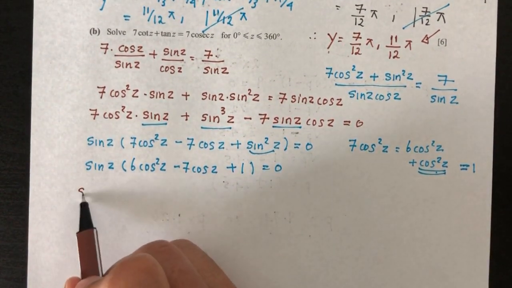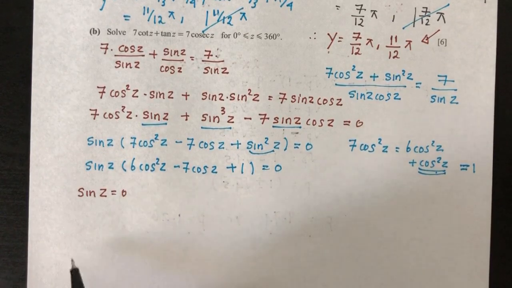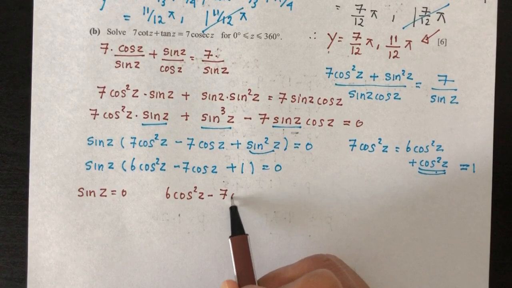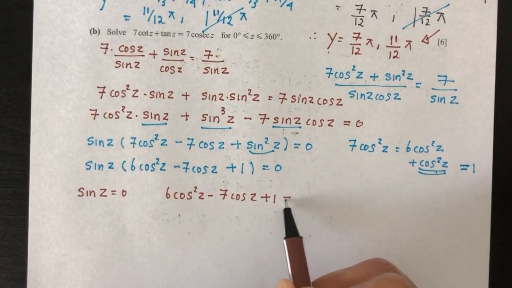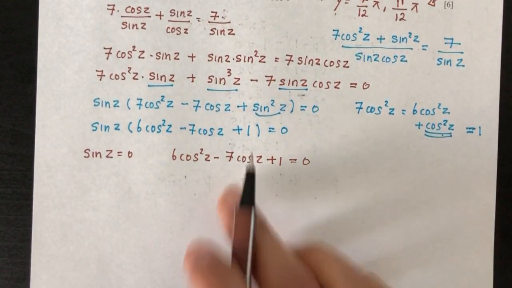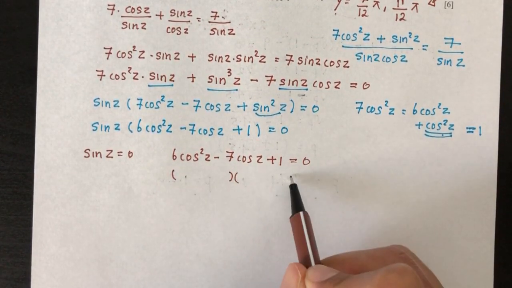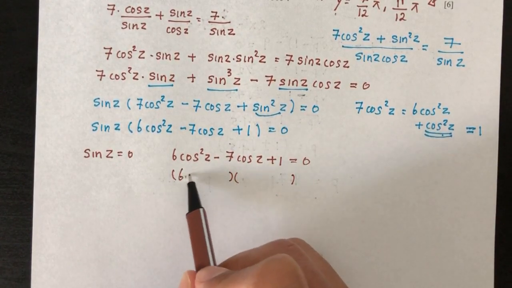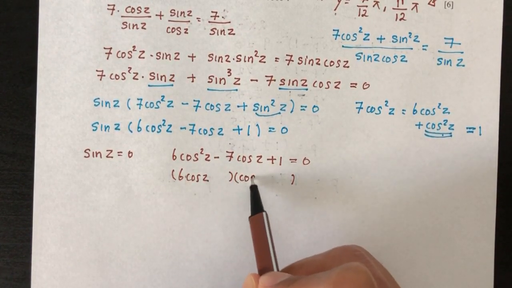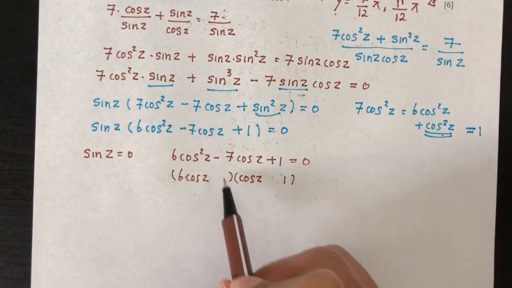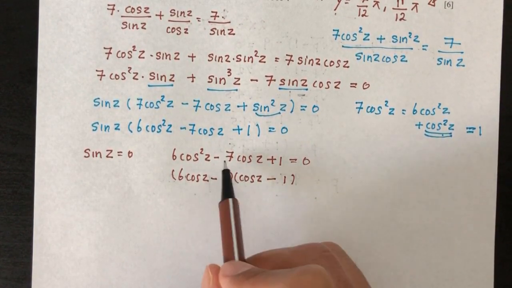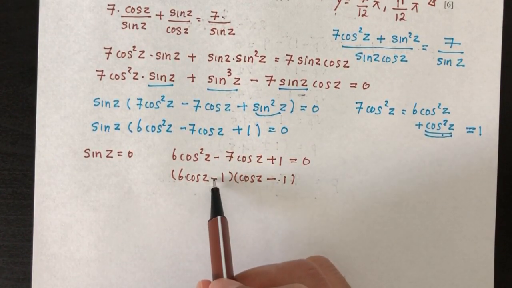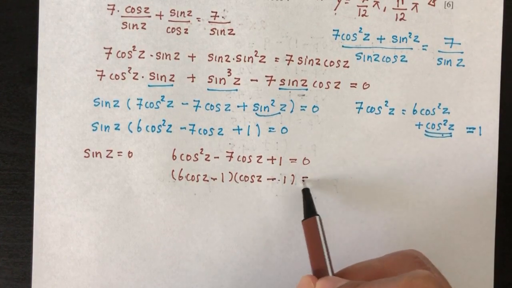So the first one is sin z equals 0, and here we have 6 cos squared z minus 7 cos z plus 1 equals 0. Let's factorize this. You will have 2 brackets. To get the value of minus 7, we have 6 cos z and cos z, and 1 times 1, has to be minus and minus. So minus 6, minus 1, minus 7, and minus times minus is plus, and this is good.